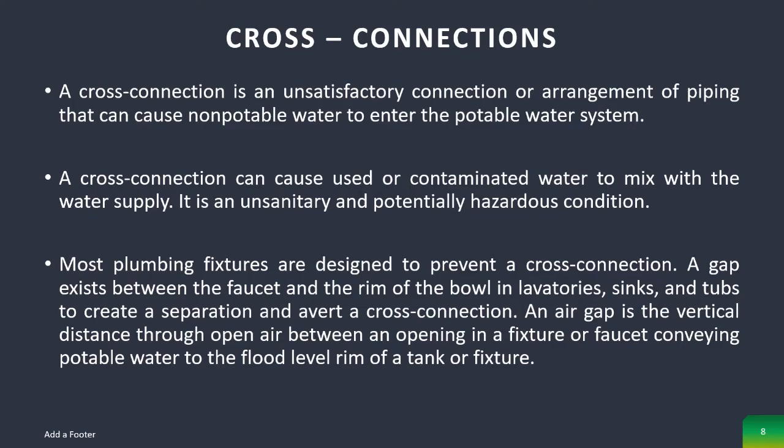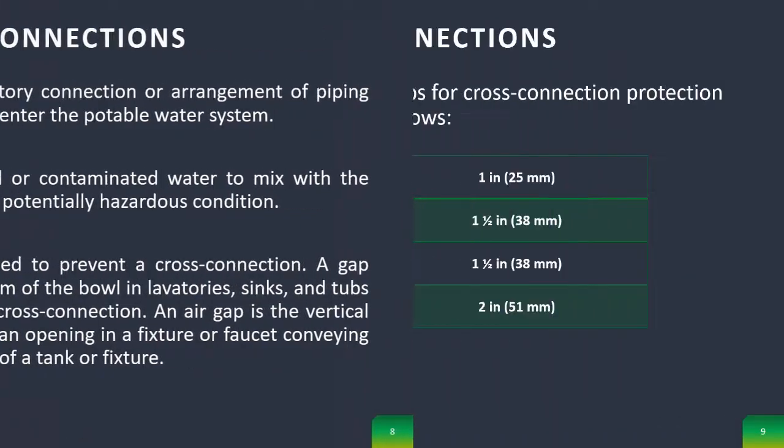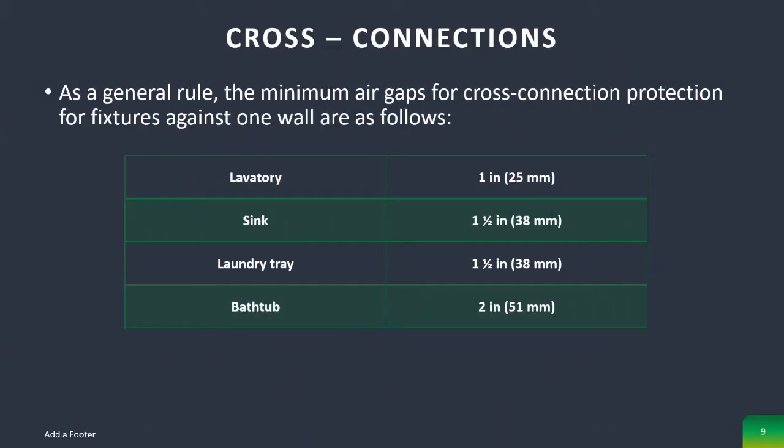Most plumbing fixtures are designed to prevent a cross-connection. A gap exists between the faucet and the rim of the valve in lavatories, sinks, and tubs to create a separation and avert a cross-connection. An air gap is the vertical distance through open air between an opening in a fixture or faucet conveying potable water to the flood level rim of a tank or fixture.